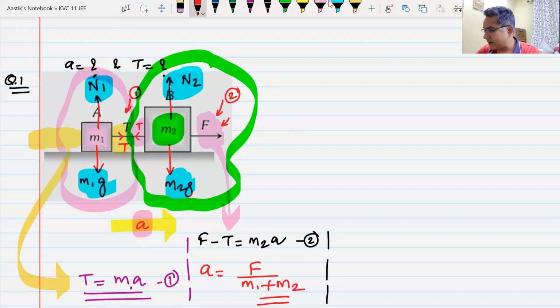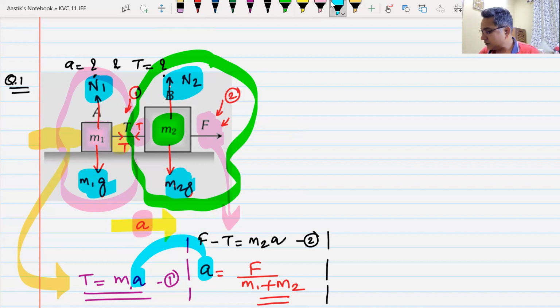As soon as I get the value of A, I can put the value of A in this equation and I will get the value of T. Yes or no? This is the actual way of doing it, by doing it separately. But again, I can do this question in a more simpler way. How can I do it in a more simpler way?